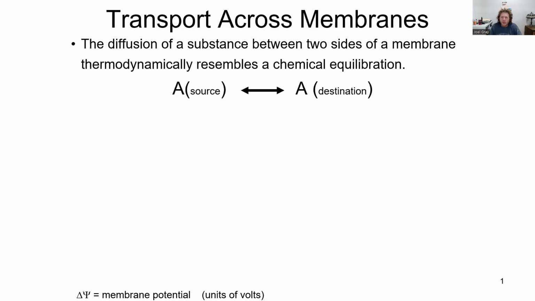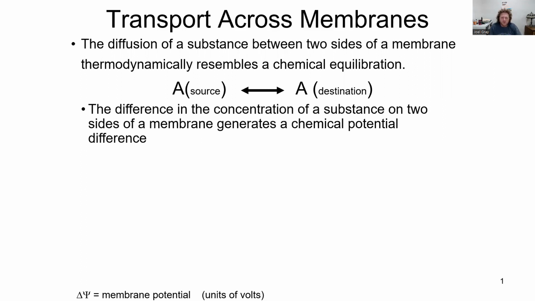Now, if we look at A as the substance, it has a starting position or a source, and then it has a destination, the place that it's going to. So we can look at this almost as a chemical reaction. A source goes to a destination.